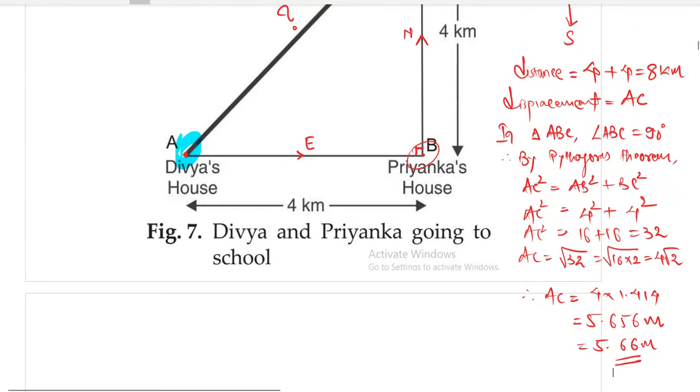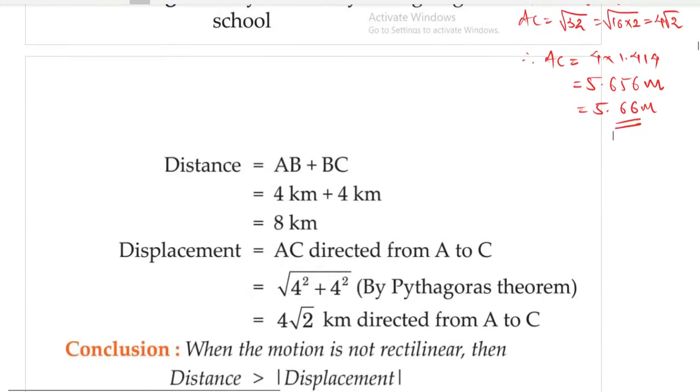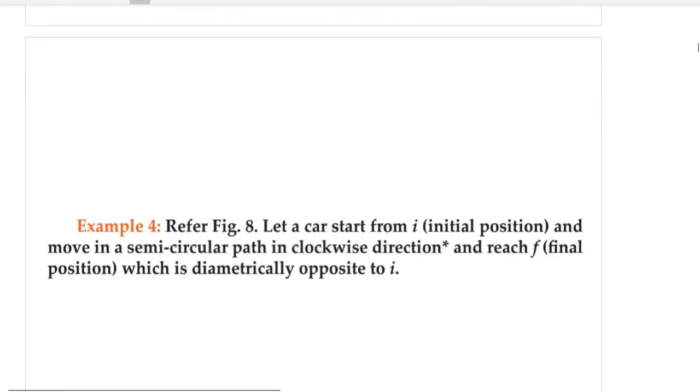Now you see the displacement's value is smaller than distance. It is mostly the case. Displacement is always smaller than or equal to distance because distance is the length of total path covered and displacement is the shortest distance between initial and final point. So this is how you calculate distance and displacement. This is a very important example. Please remember it, note it down.